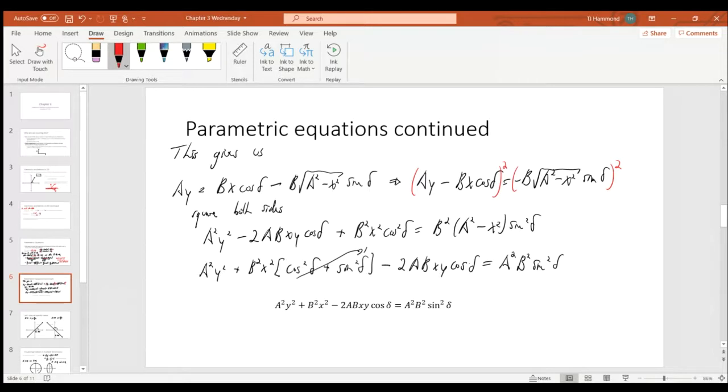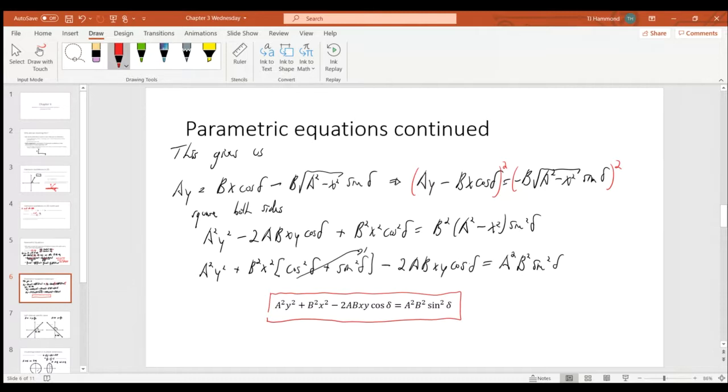So square both sides, and what you get is a squared y squared minus 2abxy cos delta plus b squared x squared cos squared delta is equal to b squared times a squared minus x squared times sine squared delta. But there's going to be a b squared x squared for sine squared delta and for cosine squared delta, and so you put those two things together, and of course, as we just had in the previous slide, cosine squared delta plus sine squared delta is equal to 1. And so we can simplify this, and we get this parametric equation: a squared y squared plus b squared x squared minus 2abxy cos delta is equal to a squared b squared sine squared delta.